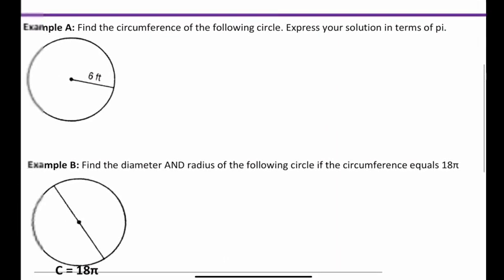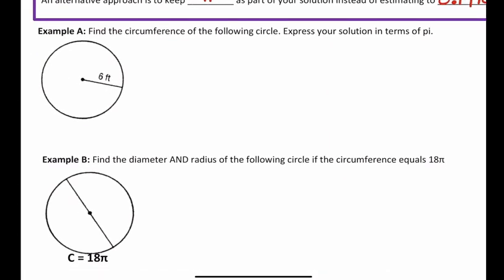The first example says, find the circumference of the following circle. Express your solution in terms of pi. For this question, we're looking for circumference, so we're going to use the circumference formula, pi times diameter. We're not going to turn pi into a number. We're just going to keep pi as the symbol, the Greek letter pi, and multiply that by the diameter. Now that number right there is not the diameter, that's the radius. So the diameter is going to be double that. Remember, the diameter goes all the way across the circle through the middle. So that's 12 feet.